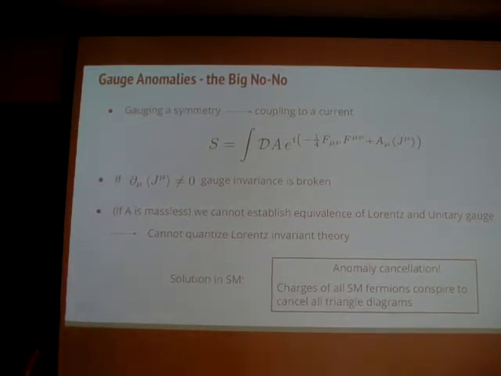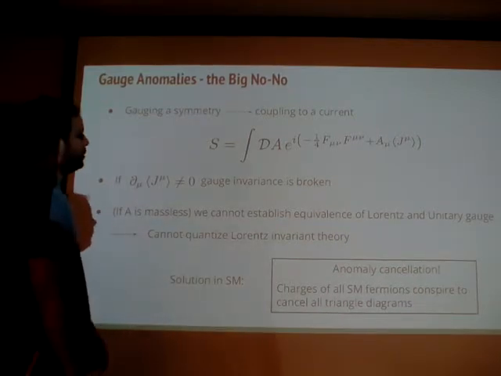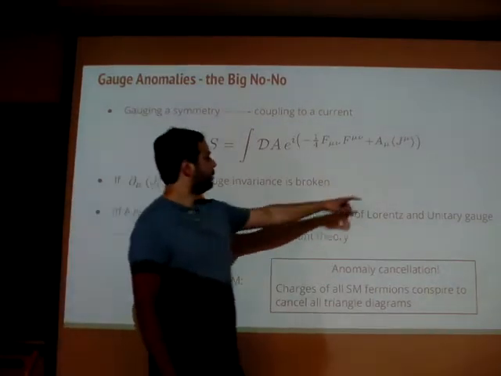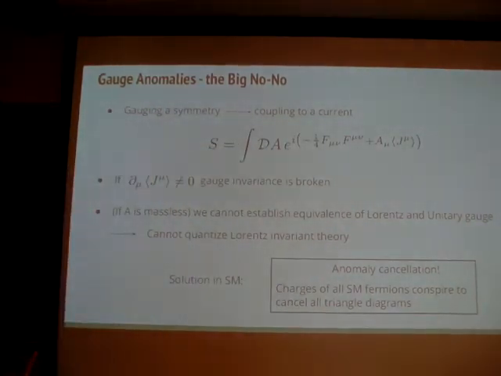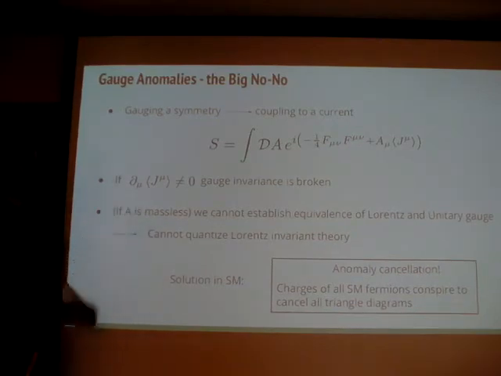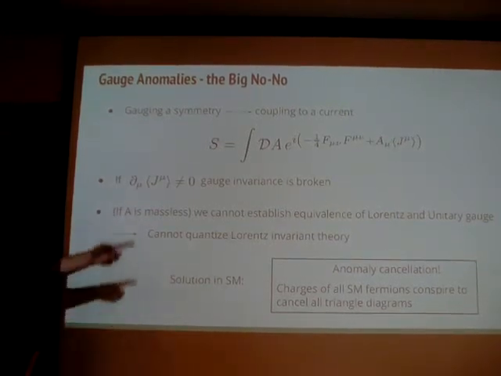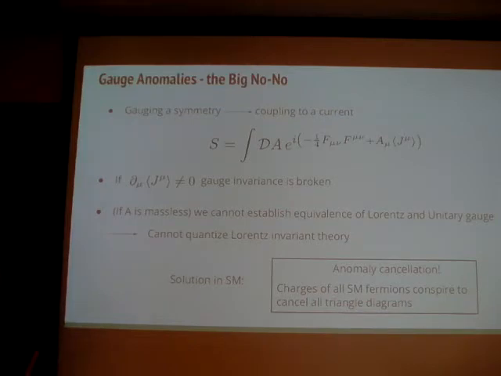Okay? So how do you gauge a symmetry? You couple the current to the gauge field. Now, if the current is not conserved, gauge invariance is broken. And the seeming catastrophe is because we can't establish the equivalence of the Lorentzian unitary gauge. Okay? So we can't quantize in a Lorentz invariant way. Basically, we're saying that the theory sucks.